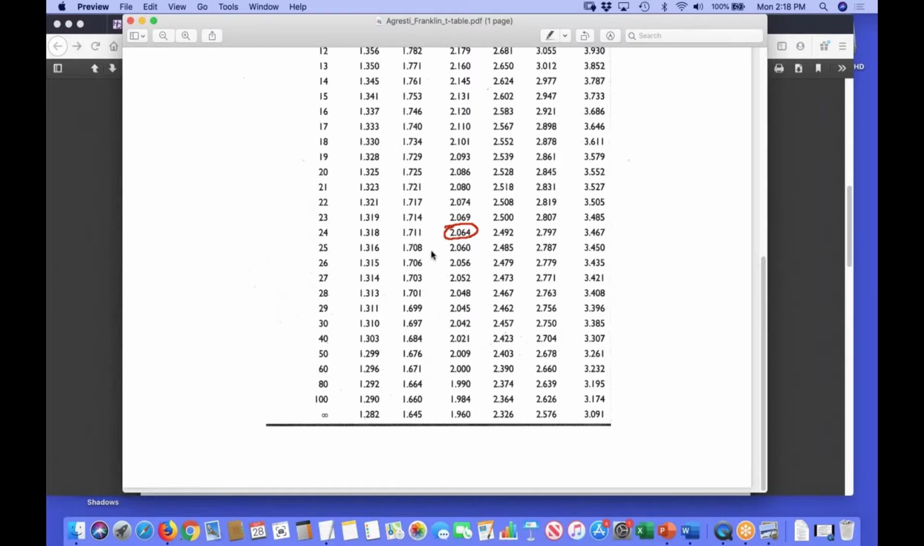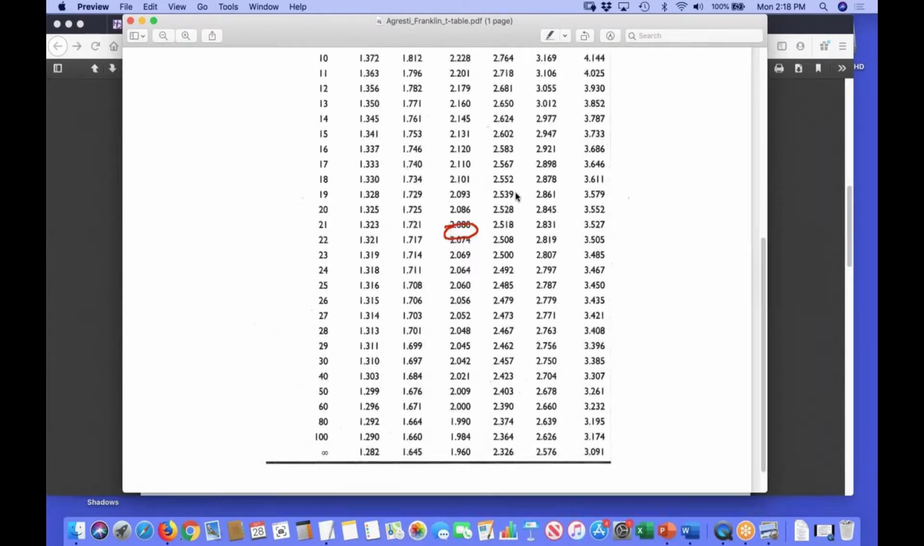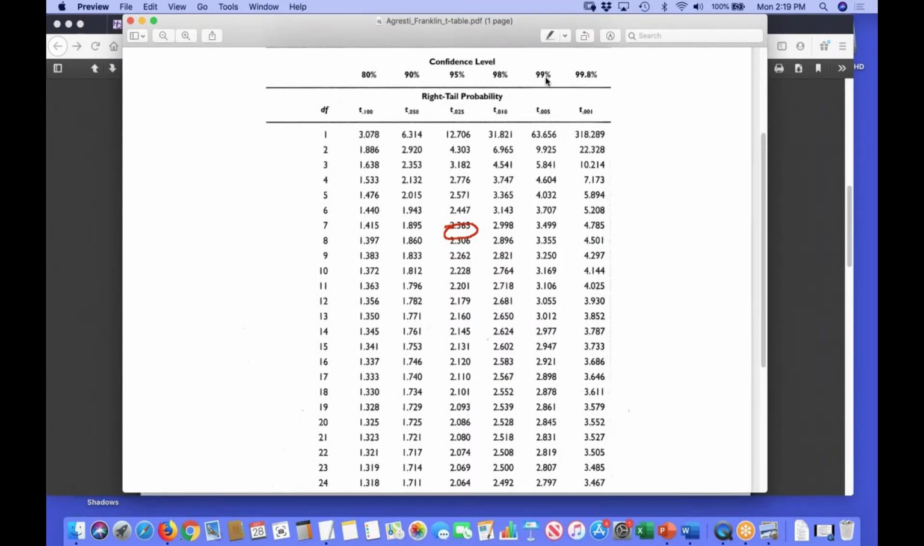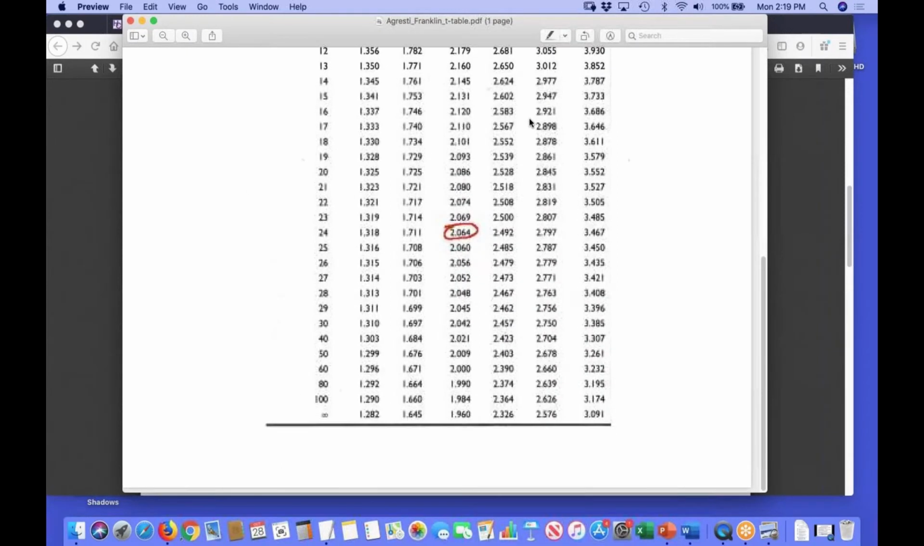That's what we used for t, multiplied by the standard error. Well, what about if we wanted a 99% confidence interval? Let's go back up to the top here. And here's our 99% confidence interval. And here's our 90% confidence interval. Second row and the second to last row. Okay, 90% and 99%. So I'm going to go back here to 24.